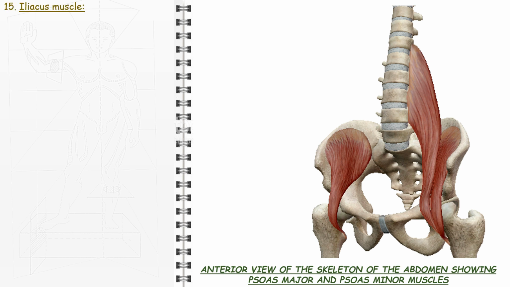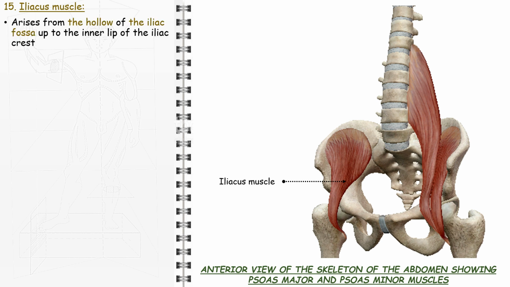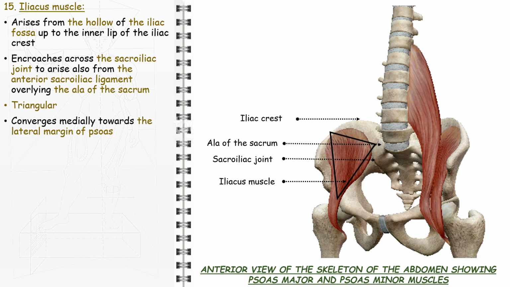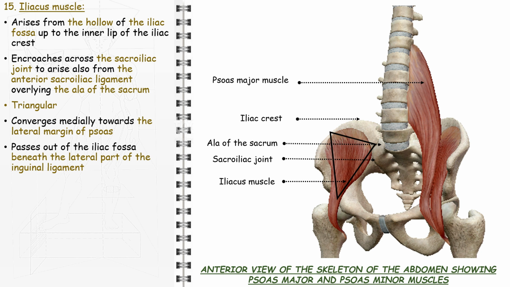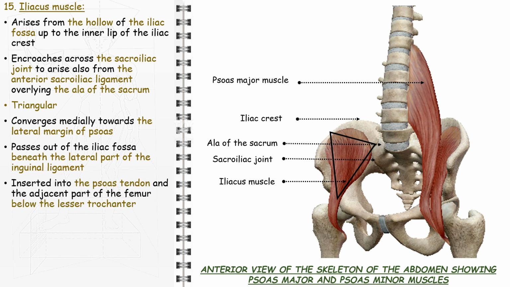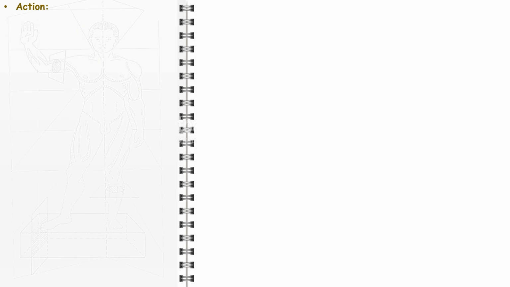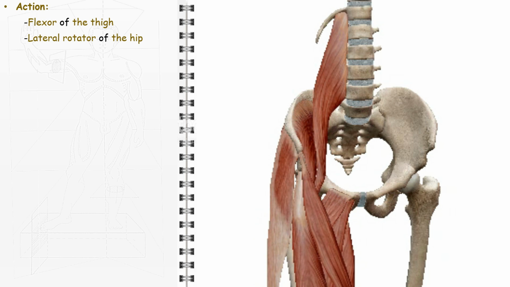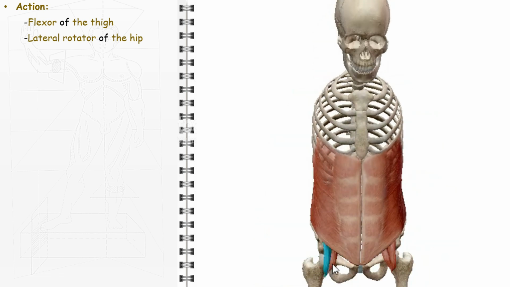The iliacus muscle arises from the hollow of the iliac fossa up to the inner lip of the iliac crest, encroaches across the sacroiliac joint to arise also from the anterior sacroiliac ligament overlying the ala of the sacrum. It is triangular and converges medially towards the lateral margin of psoas, passes out of the iliac fossa beneath the lateral part of the inguinal ligament, where it is inserted into the psoas tendon and the adjacent part of the femur below the lesser trochanter. The iliacus muscle is flexor of the thigh and lateral rotator of the hip. The simultaneous action of the two muscles produces the flexion of the trunk.